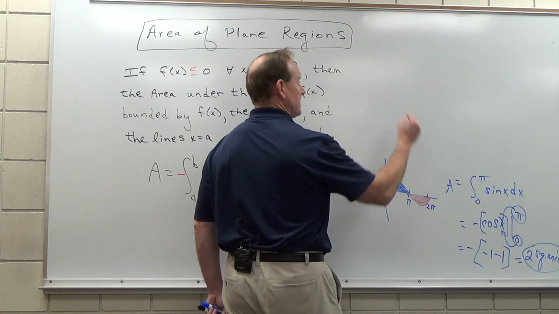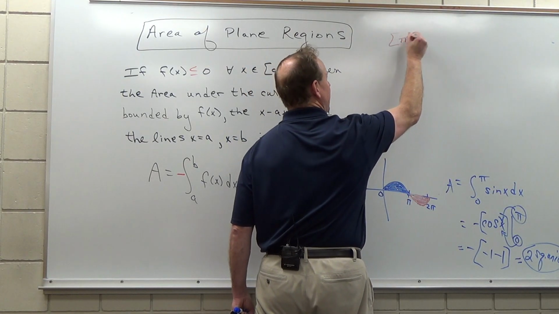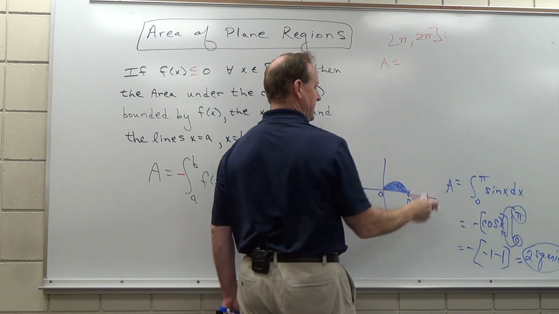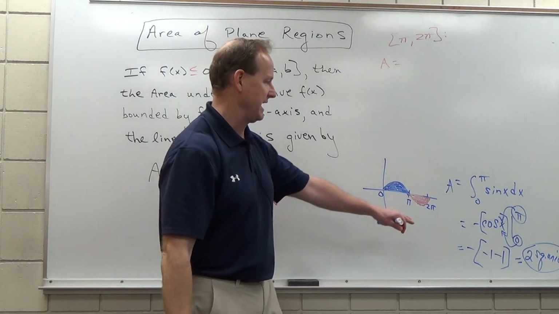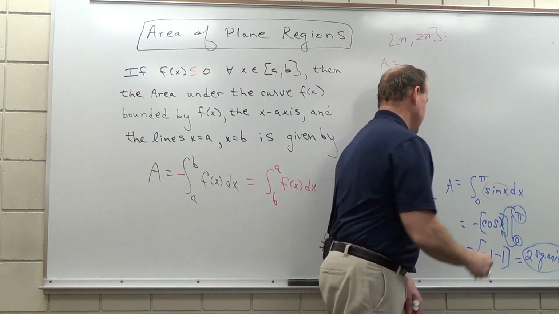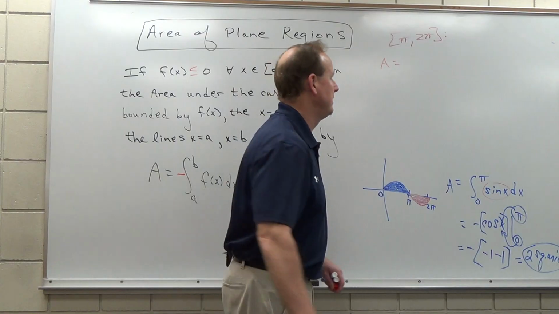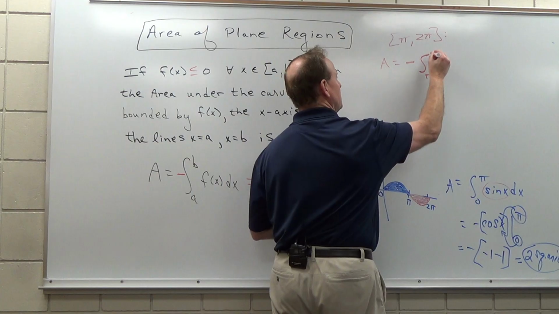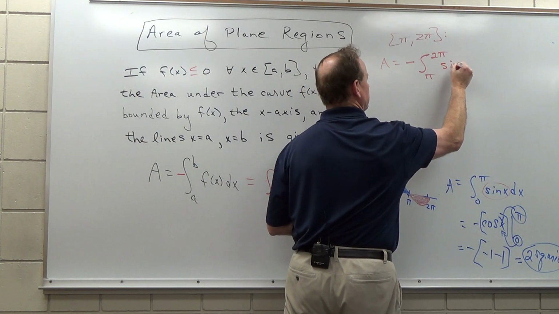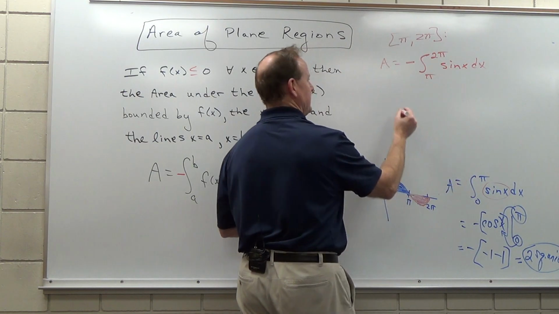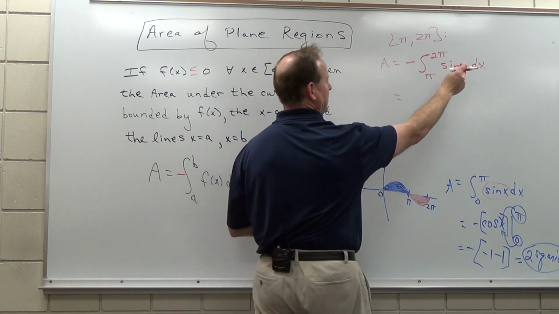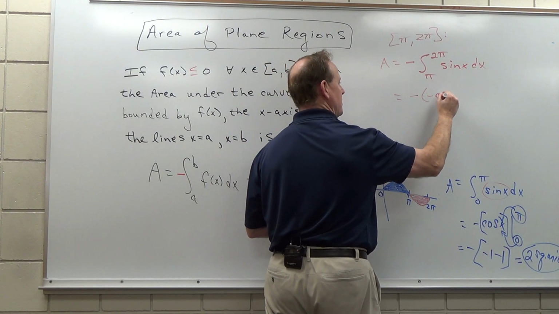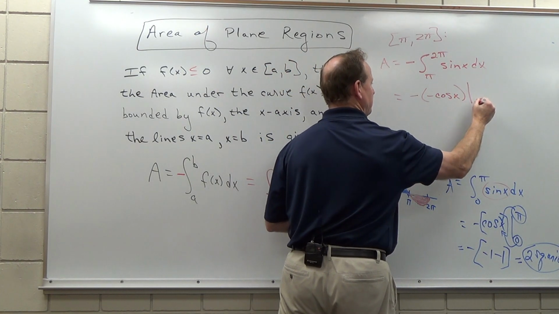So let's look from pi to 2 pi. I'm going to put that in red here. So the area is going to need to be, since f of x, sine of x, is less than or equal to 0 on that entire interval, minus the definite integral from pi to 2 pi of the sine of x with respect to x. So in this case, the antiderivative of sine is minus the cosine, so it's going to be the opposite of minus cosine of x, evaluated from pi to 2 pi.